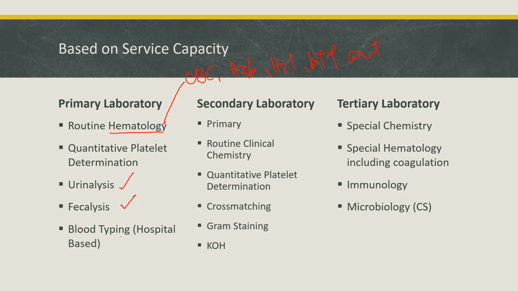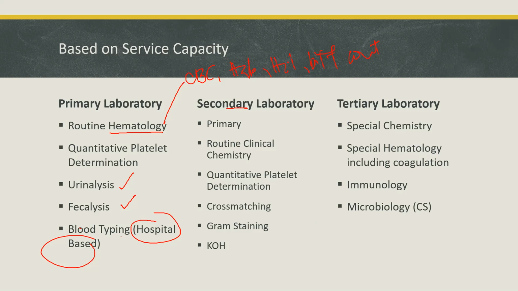Based on the administrative order series 0027 series of 2007, the only laboratory who can perform blood typing are those primary laboratory which are hospital based. Okay? Next, secondary laboratory naman. Secondary laboratory is capable of doing all things that a primary laboratory can perform, including routine clinical chemistry procedures.